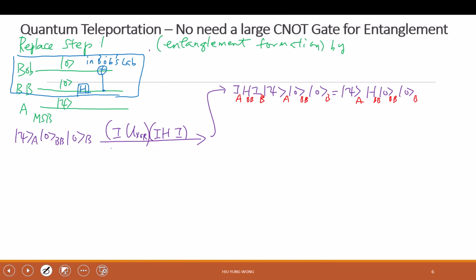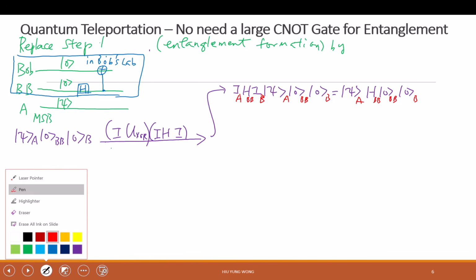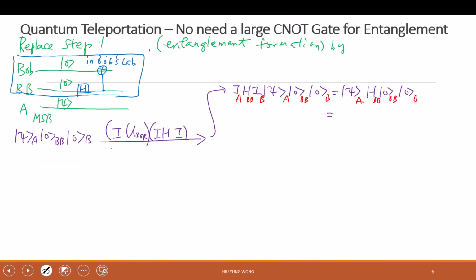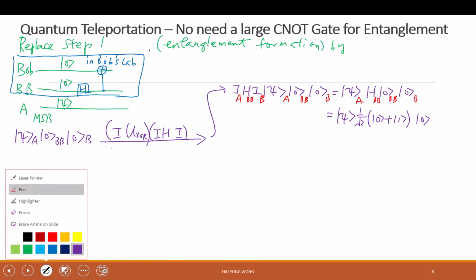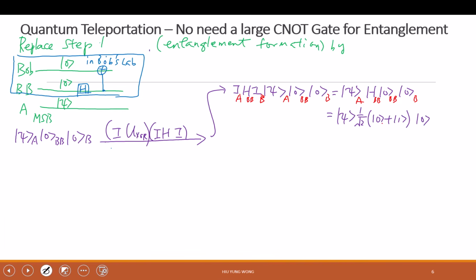Right, I have 3 gates. Each gate is applied to each corresponding qubit. And what is the result of this one? Well, when you apply the Hadamard gate to it, you get 1 over square root of 2 times 0 plus 1. Correct? And of course, these two are the BB state, right?